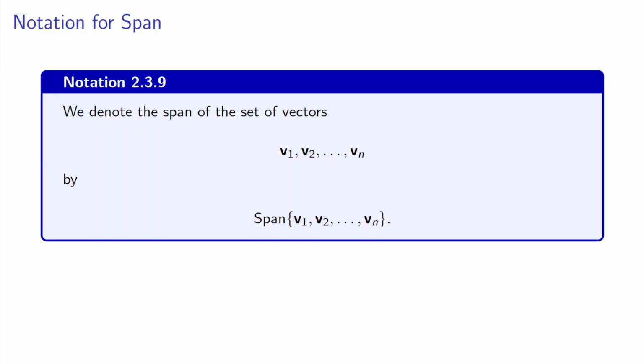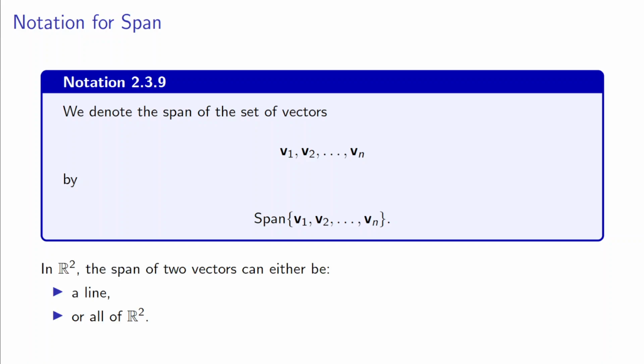A word on notation here. We would denote the span of a set of vectors v1 through vn using this notation: we would write span, and then we use these curly brackets. That's our set notation. So these curly brackets, and then we would list out those vectors.